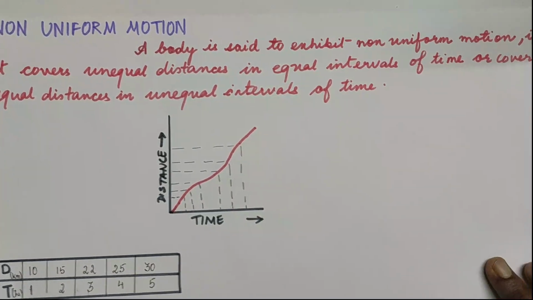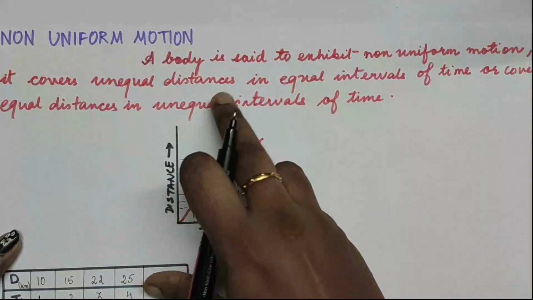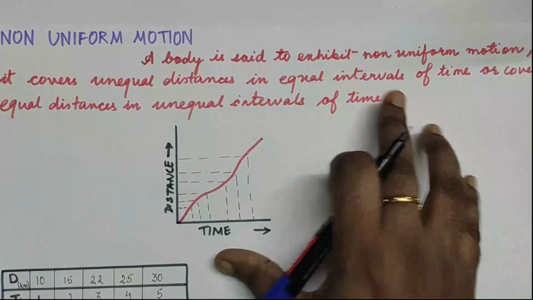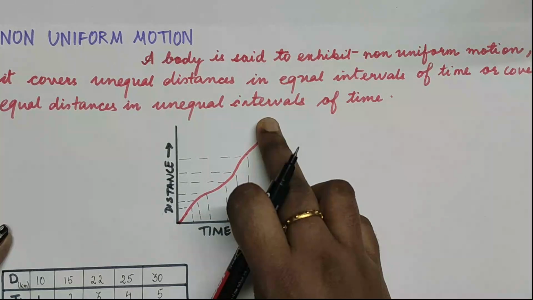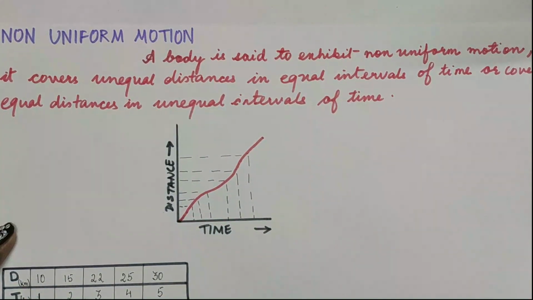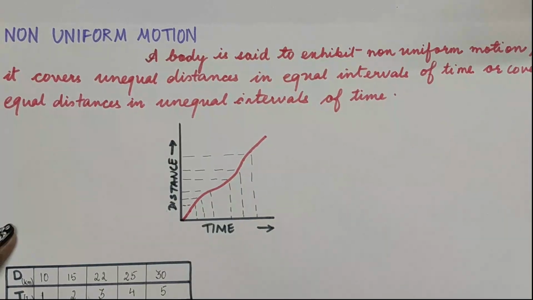Now, a body is said to exhibit non-uniform motion if it covers unequal distances in equal intervals of time, or equal distances in unequal intervals of time. Here you can see there is a little curve here and there. So the time may not be equal or the distance may not be equal, and sometimes the direction may not be the same. That will also result in non-uniform motion.